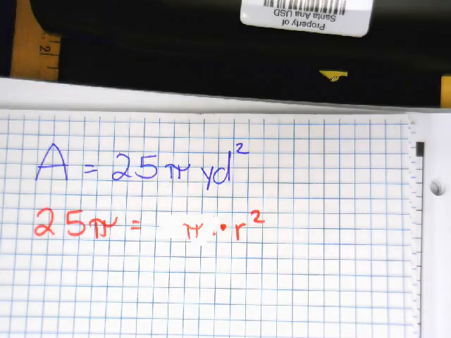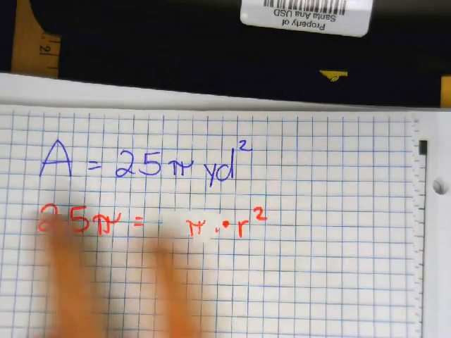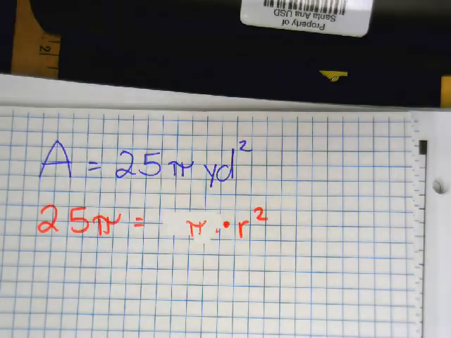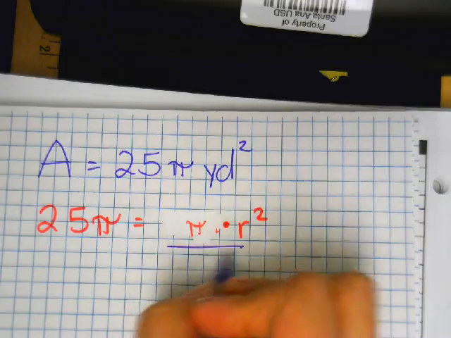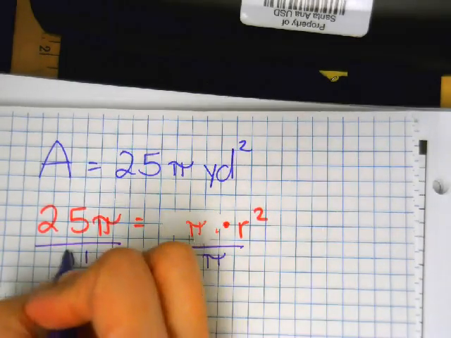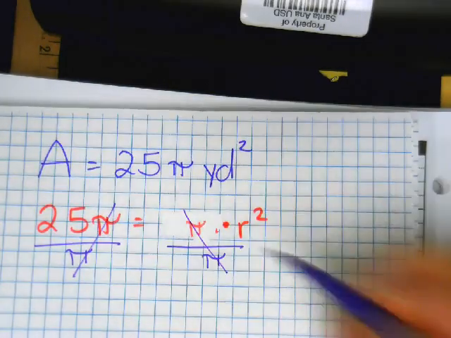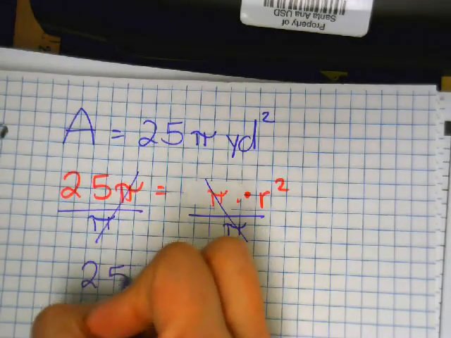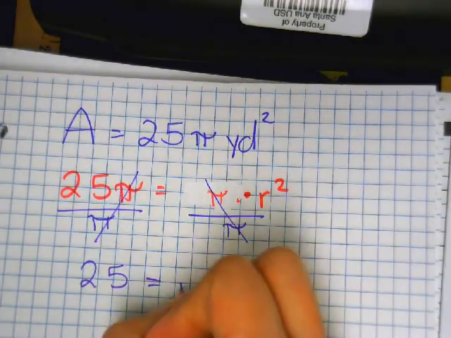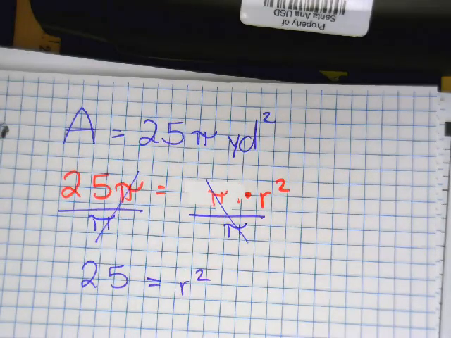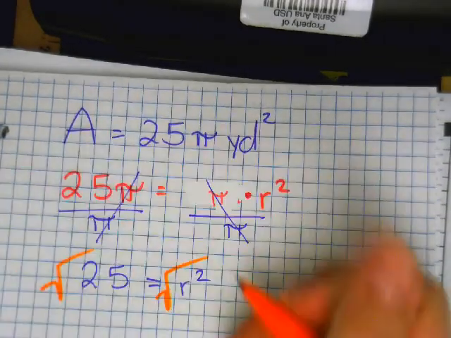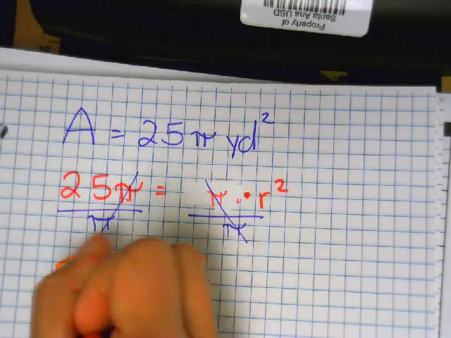All right. So they know that this is equal to this, right? They didn't get rid of the pi. So when I divide by pi, what happens to the other pi? I'm going to get rid of my pi's. What am I left with? 25 is equal to r squared. And how do I undo that r squared? Square root. r is equal to 5.